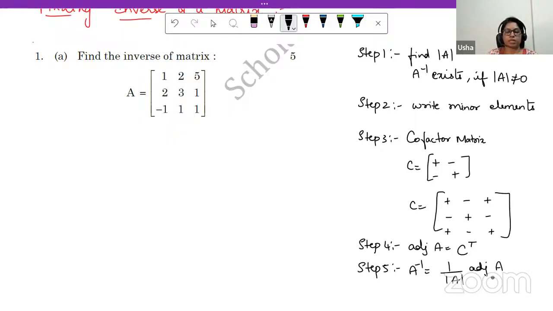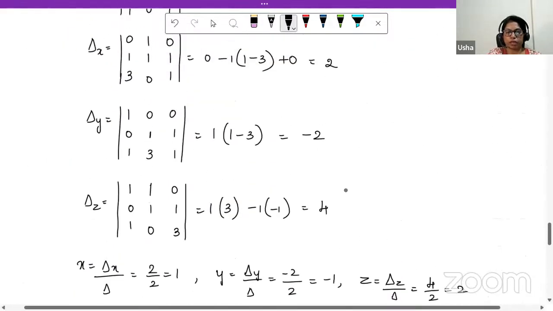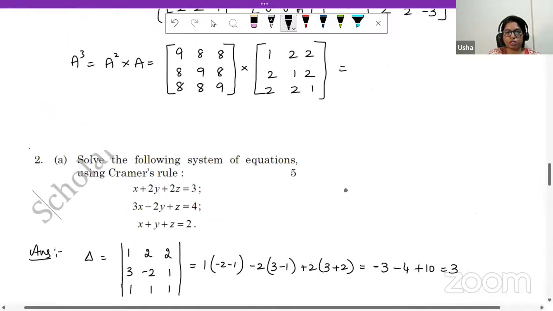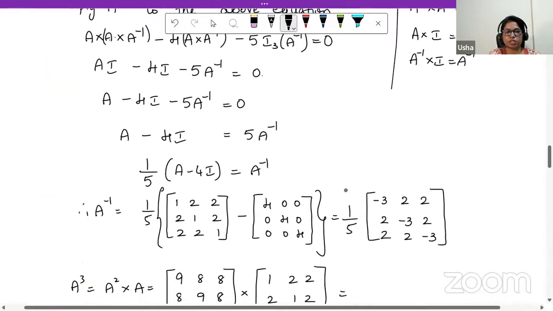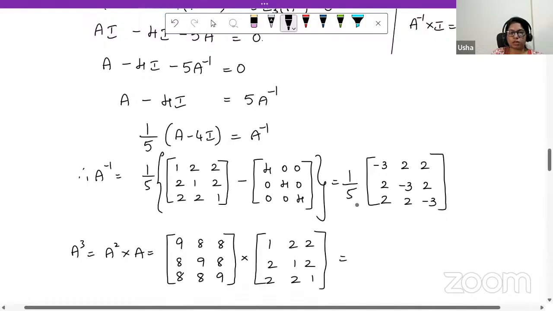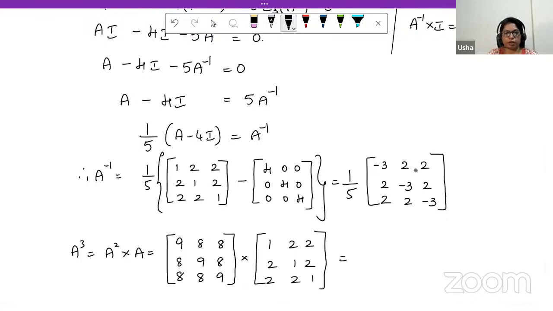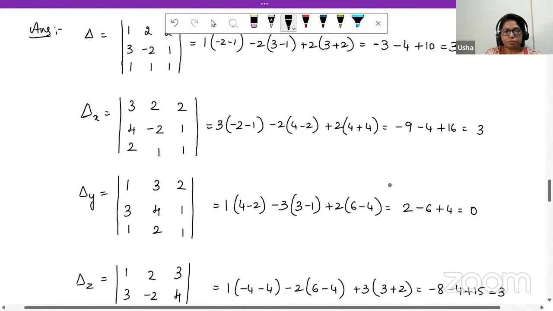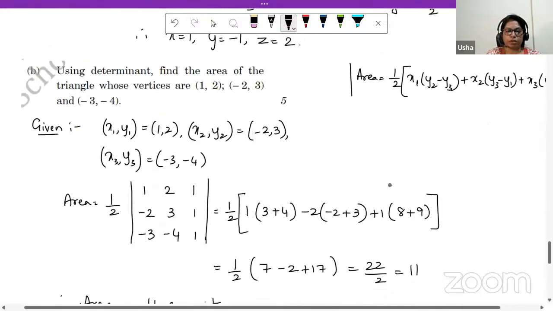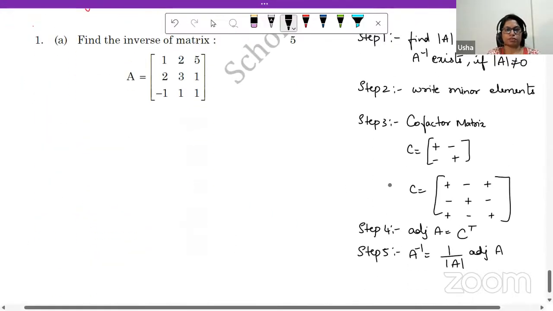If the numbers are not divisible by that, you can just leave it as we did in one of the previous questions. See, A inverse is 1 by 5 into this matrix. You can keep it like this; no need to write minus 3 by 5, 2 by 5, 2 by 5, it's not necessary. You can keep it like this if it is not getting cancelled. If it is a number that can be cancelled, cancel it off. That is finding A inverse. Now we will do these steps. First is to find the determinant of A.